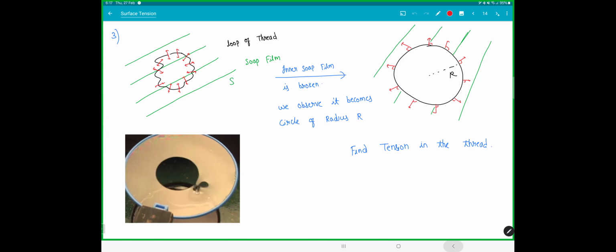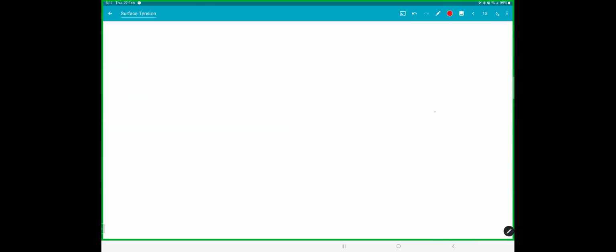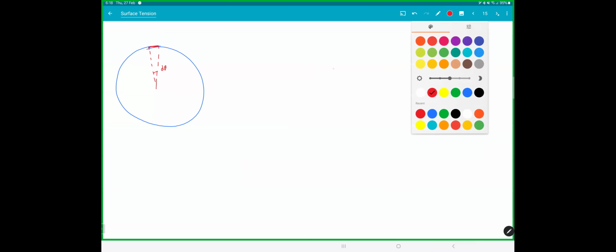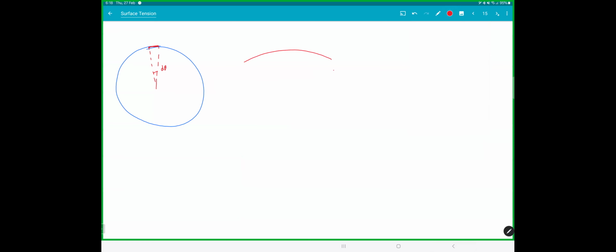Let's see. First, let's see the standard one. There are 2 ways you can do this. So you will take a very small slice, d theta. So I'll exaggerate this thing. Make the figure bigger. Remember this thing, quite useful. You will see this thing again and again. 4 more times you will see this method.